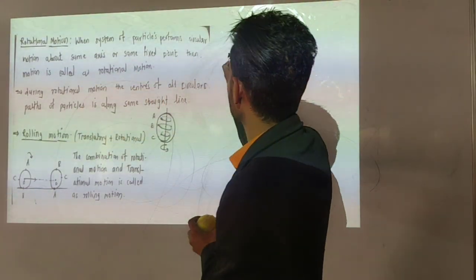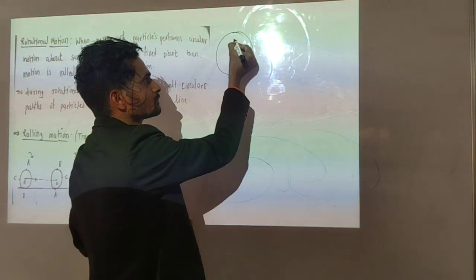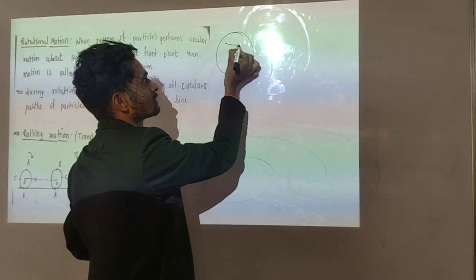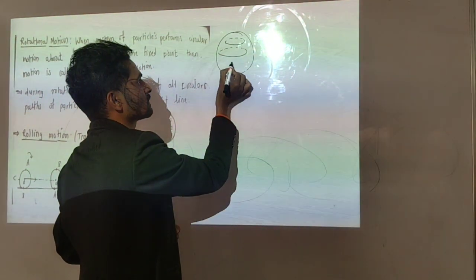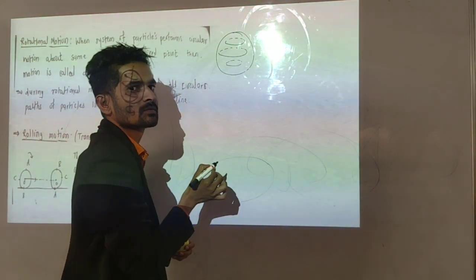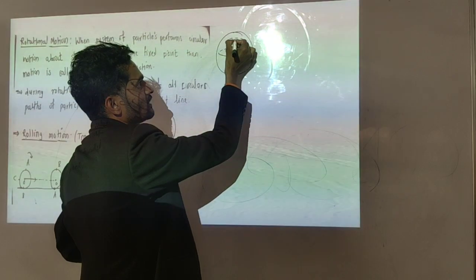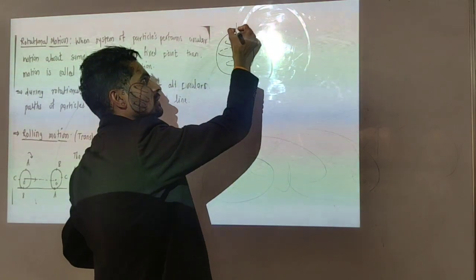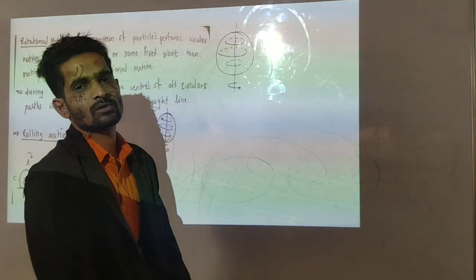For example, see here. Suppose this is the sphere. Here is a particle. This particle is moving in a circular path like this. Again, this is a particle of this sphere. This particle is again moving in a circular path. This is another particle, again moving in a circular path. Now, all the circles have different centers. But what is the speciality? If we join those centers, all centers lie on the same axis, and this axis is called the axis of rotation.